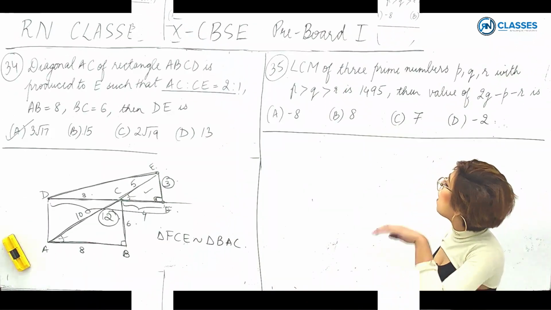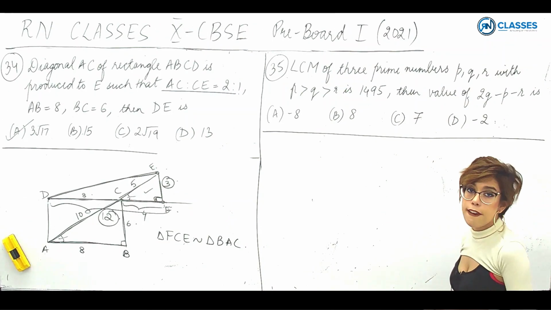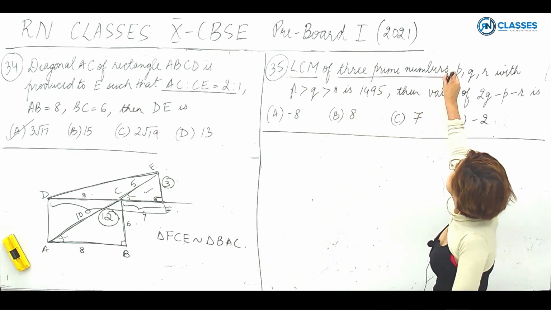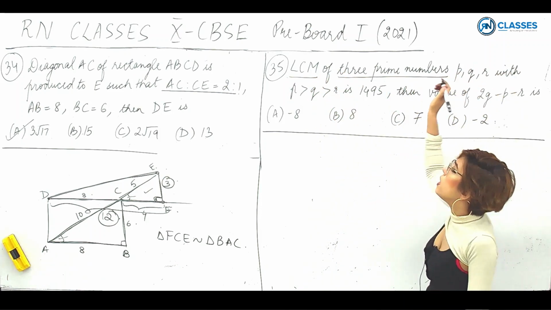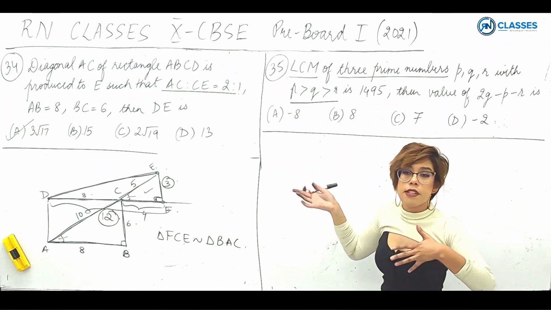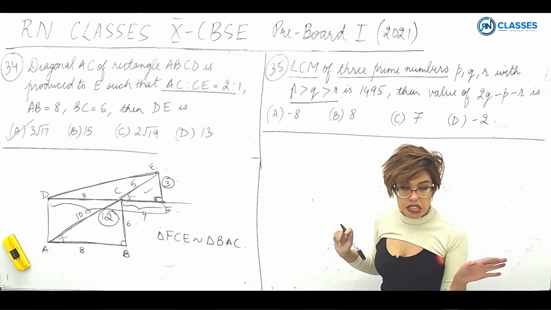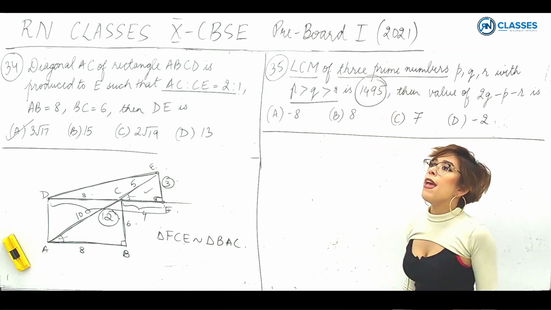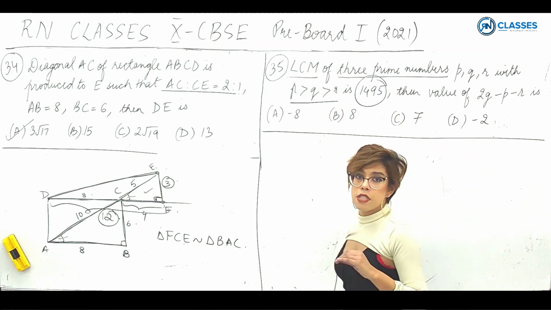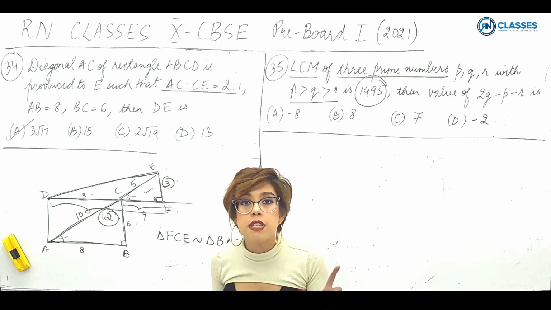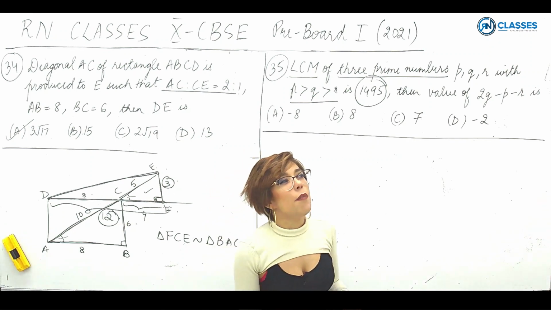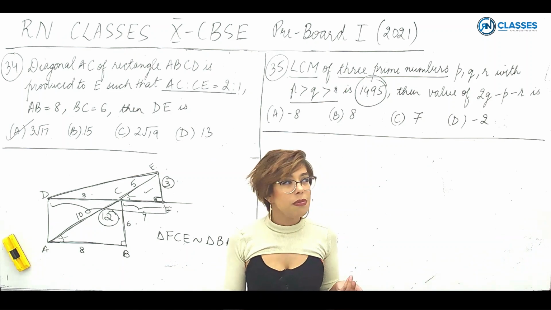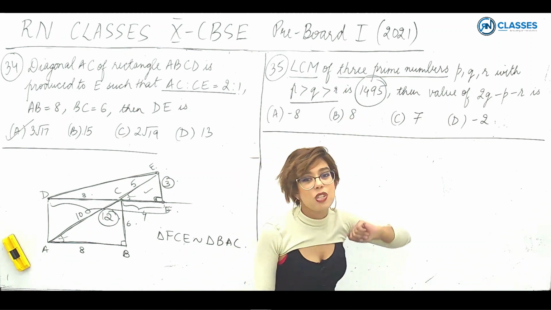Done. Now, let's move on to question number 35. He says LCM of 3 prime numbers PQR, when obviously the increasing order is given, decreasing order is given actually. Now, LCM of 3 prime numbers is given to be this. Now, LCM is lowest common multiple, right? They are prime numbers, so they will not have common factors. So I should do its prime factorization.